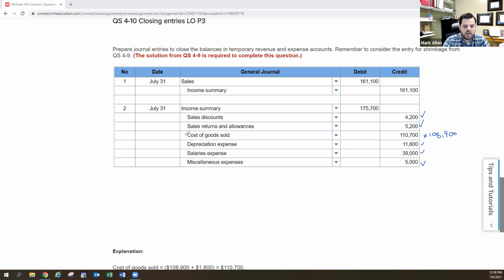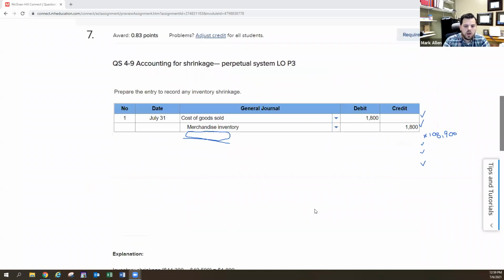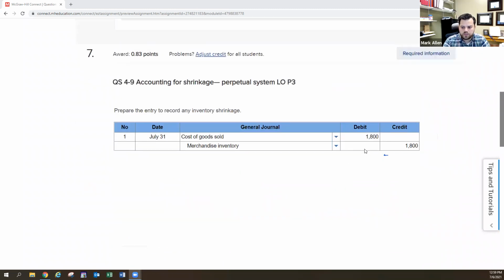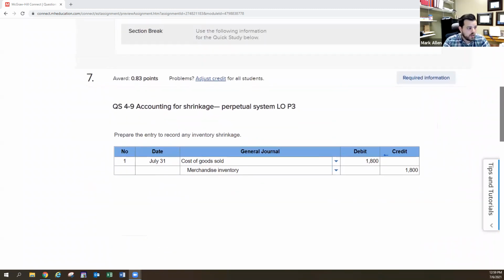So the only thing that really got changed here was cost of goods sold. And remember, this is because we made the entry for shrinkage after we had been given our balances, right? After we had been given our balances. So this 108,900 that was given right here did not include that $1,800 adjustment. So now whenever I come down and make this $1,800 adjustment to cost of goods sold, my true amount in cost of goods sold is the 108,900 plus 1,800, 110,700. And that is the amount that you see then recorded down below.